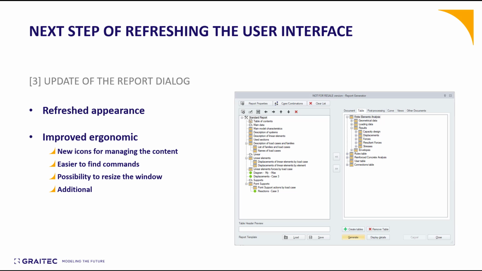And the third change to the user interface is related to the report generator window. As many other windows, it was refreshed, so it uses new technology, new icons, and so on. But also we provided some ergonomic changes like better positioning of commands. Now we can easily change the size of the window. As well, we added new icons with commands to manage the layout of the report.